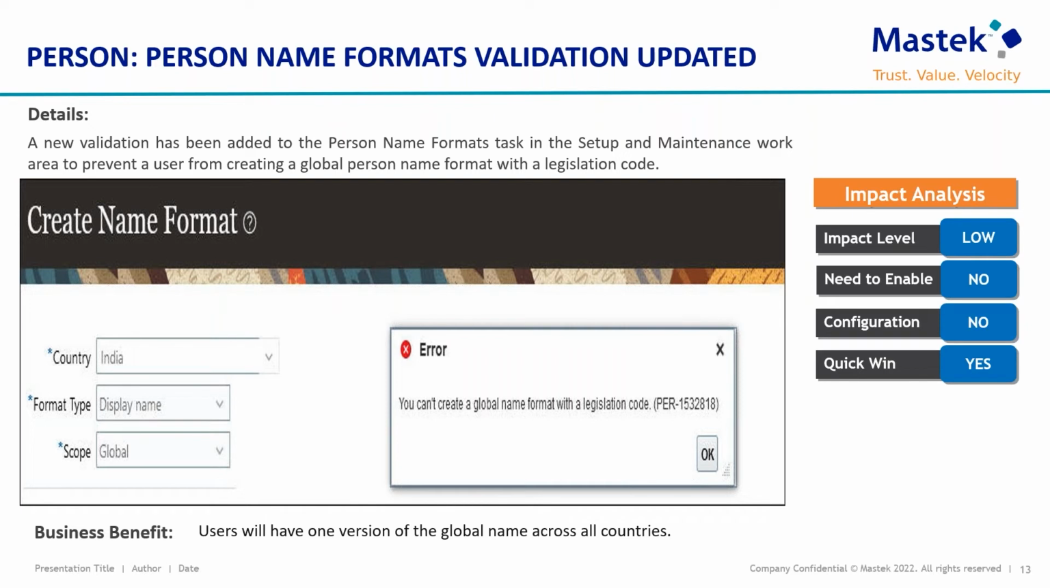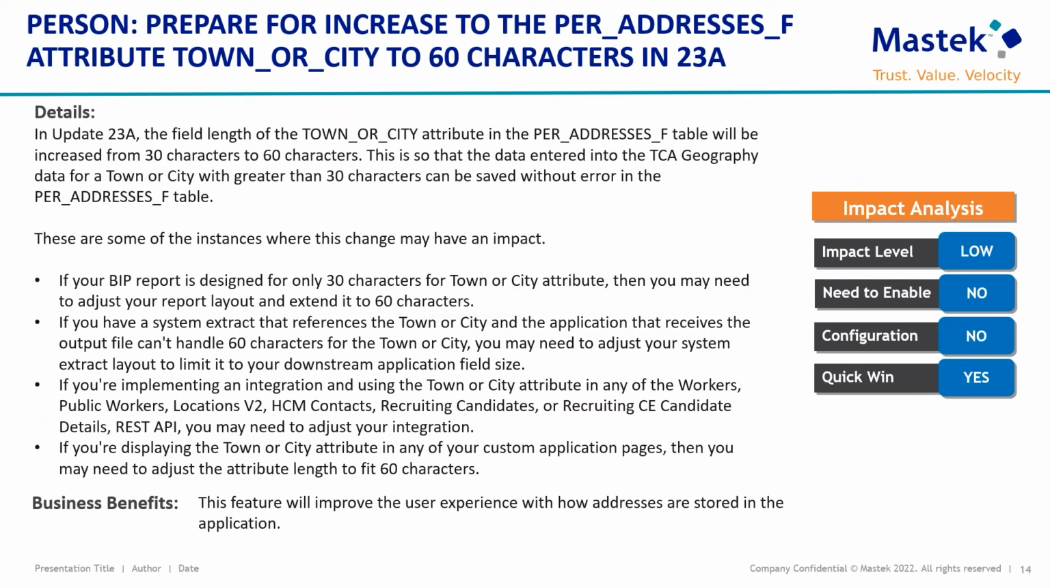And this is also by default available. Moving to the next feature, then we have an increased characters for the city or town of the address field of a person. So earlier it was only up to 30 character limit. Now it has been increased to 60 characters.